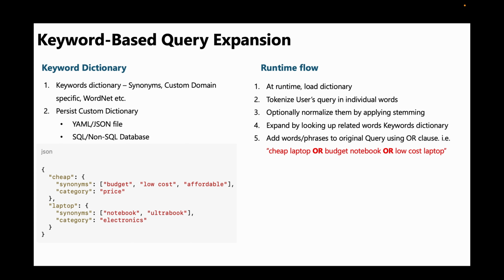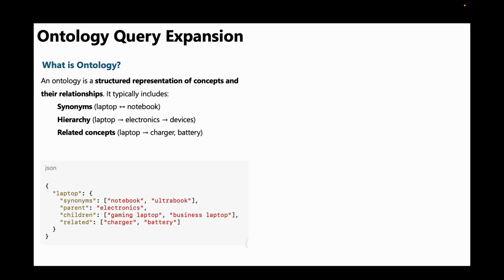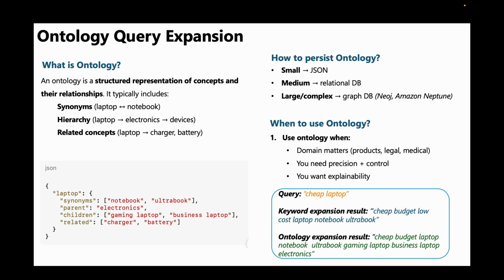For domain aware query expansion, you can further evolve the keywords based simple dictionary into an ontology. Ontology is structured domain knowledge with relationships such as hierarchies of parent and child nodes, related nodes, synonyms, or domain specific mappings. Ontology allows expanding the query with semantically related terms rather than surface level synonyms.